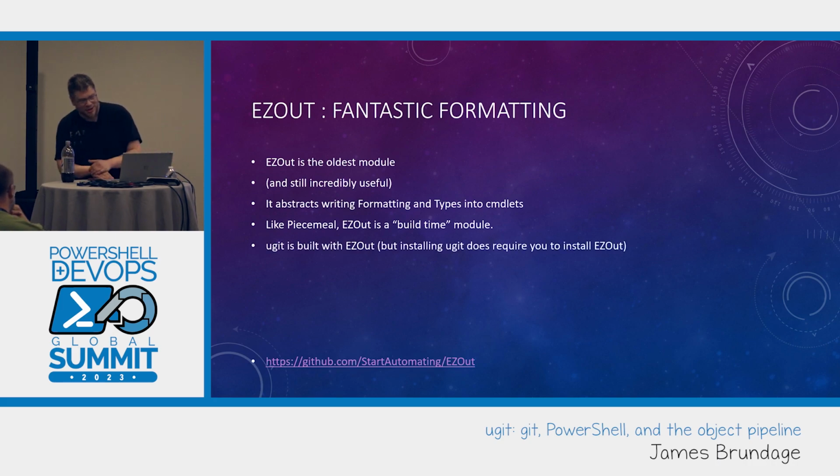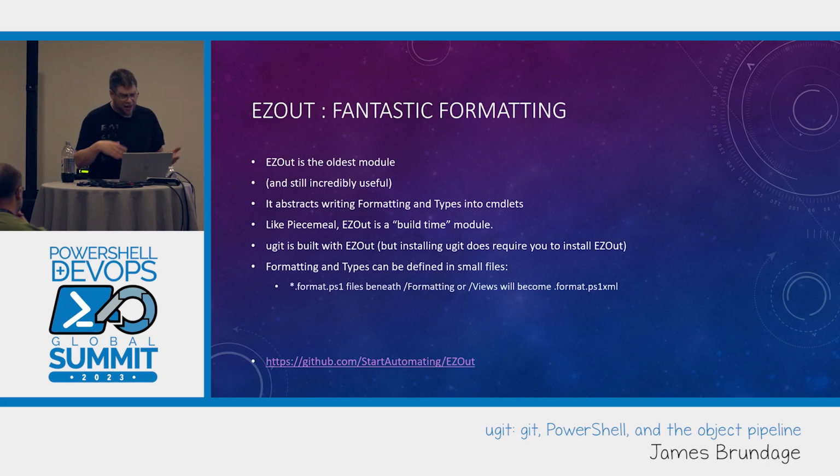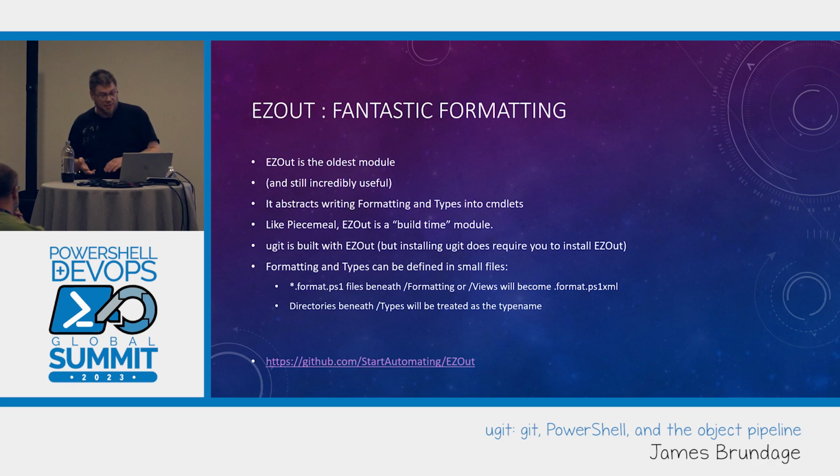Going on, ugit is built with Easy Out, but installing ugit does not require you to install Easy Out or Piecemeal. Formatting types can be defined in nice small files. Star.format.ps1 files beneath /formatting or views are automatically pulled up. That's it. You write a format in there, it will realize that's where your formatters are, and it will create a format.ps1xml for you.